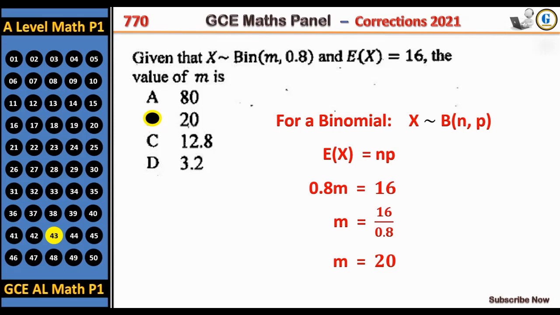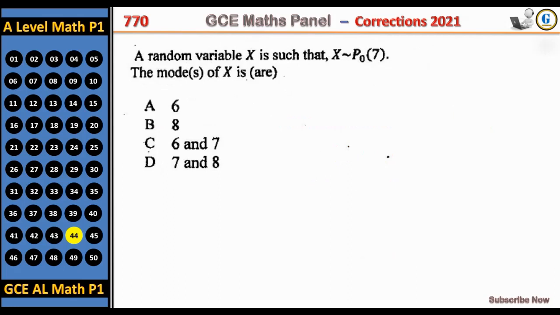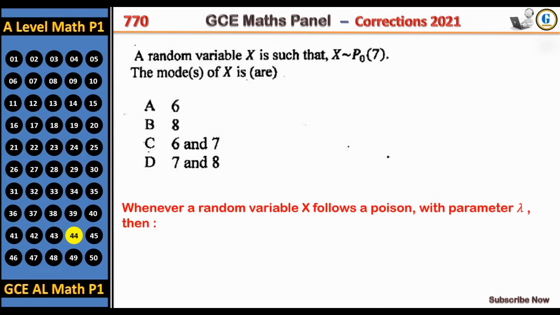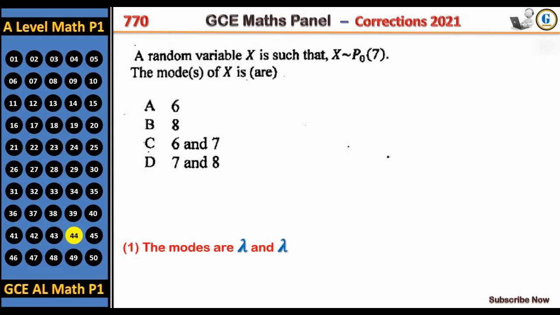44. A random variable x is such that it follows a Poisson distribution with parameter 7. What are the modes of x? Whenever a random variable x follows a Poisson with parameter lambda, there are two things involved. One, the modes are lambda and lambda minus 1 if lambda is a positive integer. In this case, we have a positive integer, so we are going to have two modes.